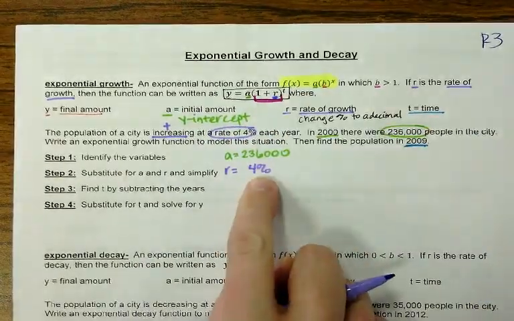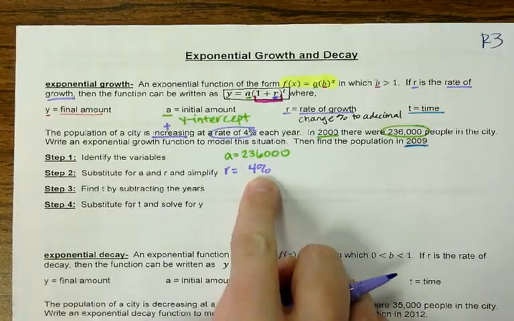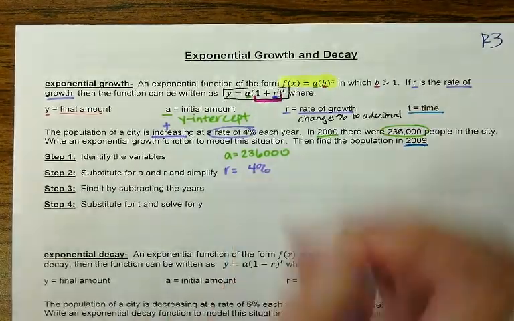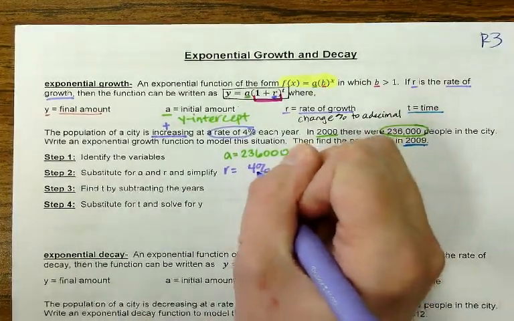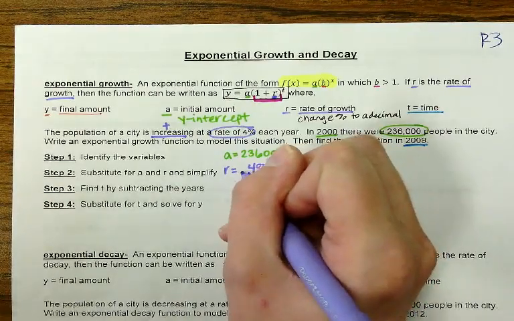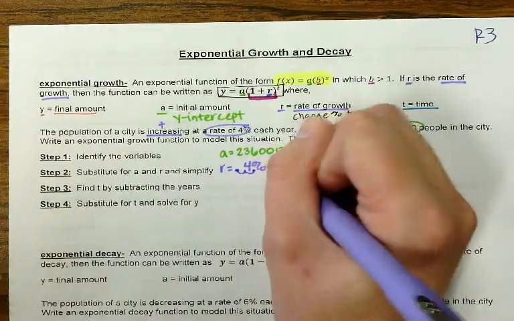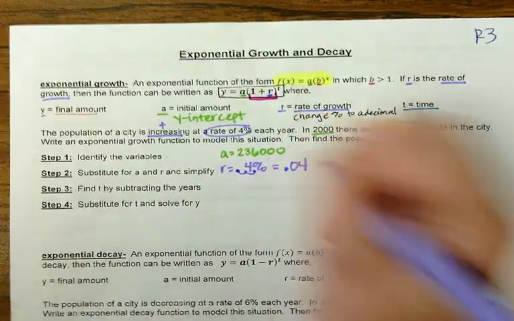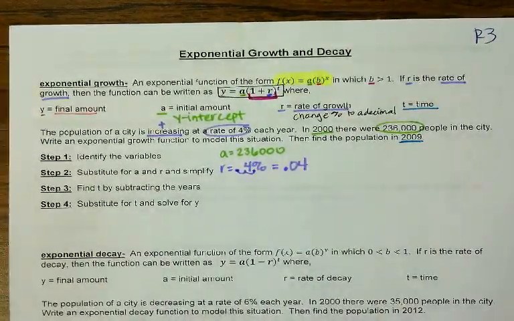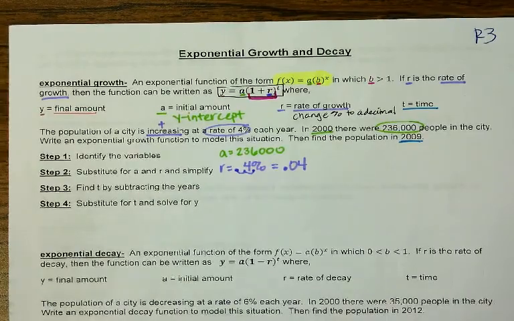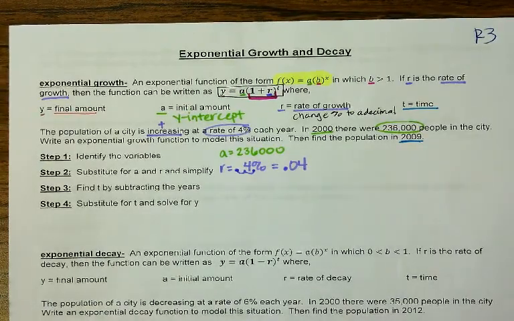But remember, I said we don't want to keep it as a percent. We want to change it to a decimal. So guys, whenever you change a percent to a decimal, you move that decimal point 2 places. So my rate is actually equal to 0.04. Y'all comfortable with that? 4%, move the decimal 2 places, and we get 0.04.